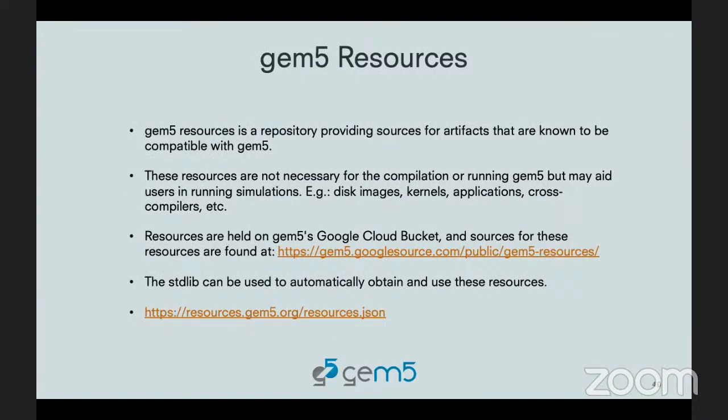I want to talk a bit about the gem5 resources. I guess your question was a little bit quick, but I'll go over it again, because this is something we've also added here. It's a resource repository for finding sources for artifacts that are known to be compatible with gem5. These resources are not necessary for compilation or running gem5, but may aid users in running simulations, e.g. disk images, kernels, applications, cross compilers, etc. Resources are held in our cloud bucket. The standard library automatically obtains these resources and uses them in the simulation.